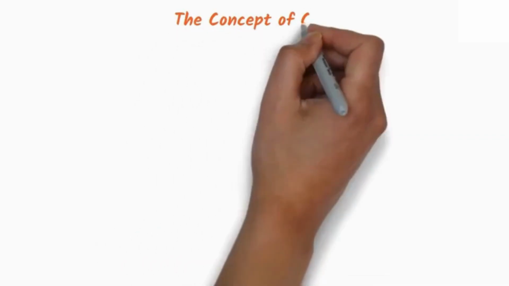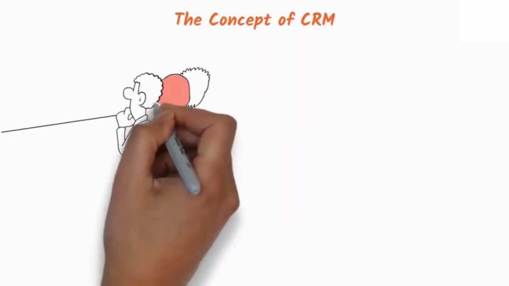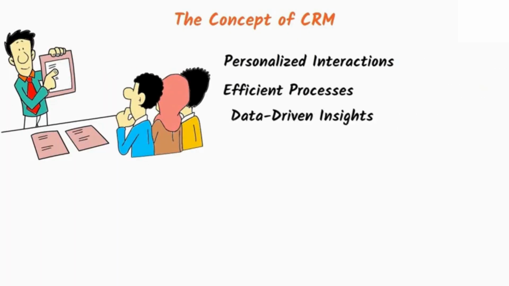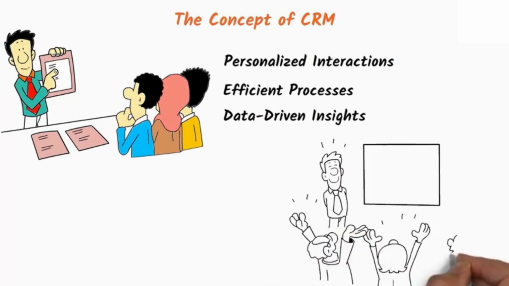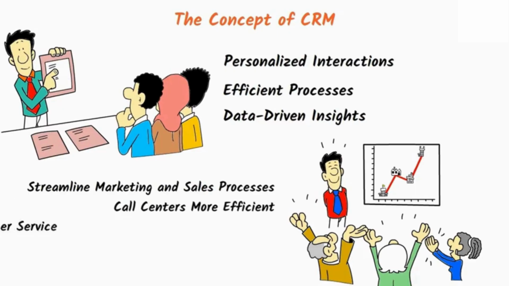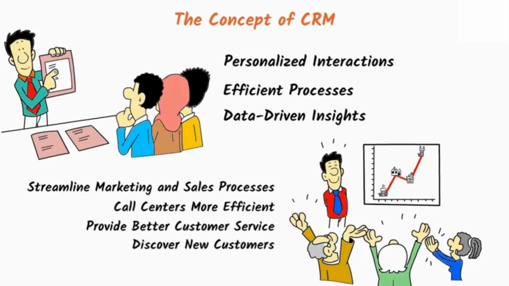Concept of CRM. CRM is a strategy that aims to strengthen relationships with customers through personalized interactions, efficient processes, and data-driven insights. By implementing CRM, businesses can streamline their marketing and sales processes, make call centers more efficient, provide better customer service, discover new customers, and increase cross-selling opportunities.